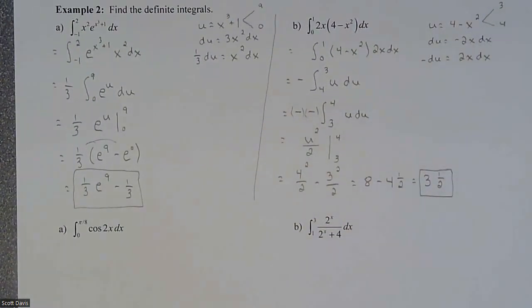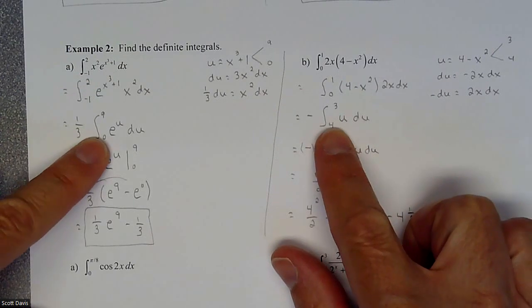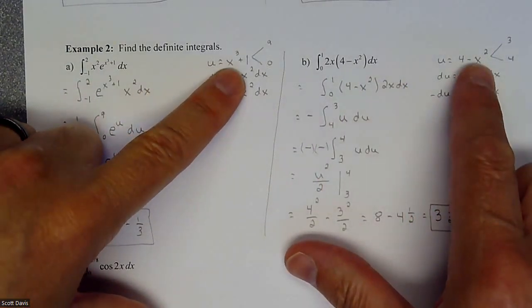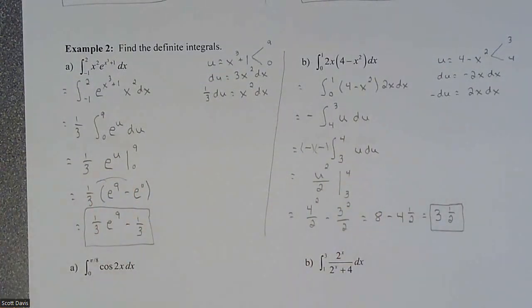or 7 halves. All right, so those were a couple examples of manipulating it into u, changing your bounds based on these equations, creating new bounds, keeping everything in u, and then going ahead and finding the area under that curve.